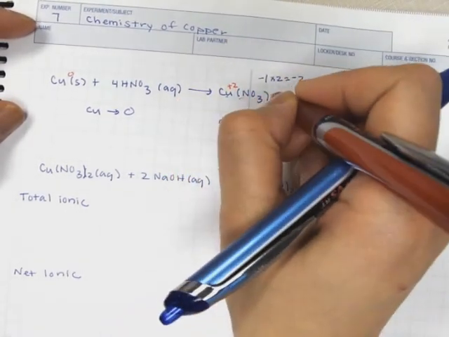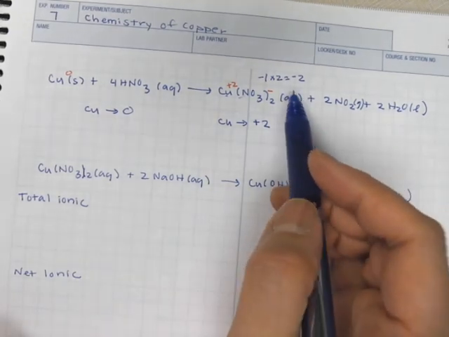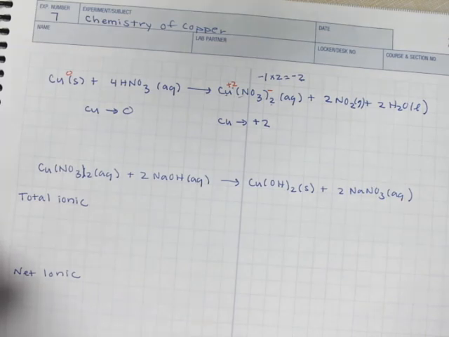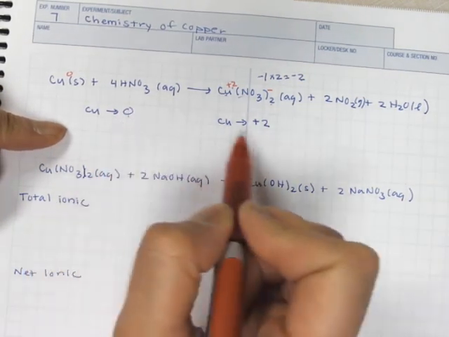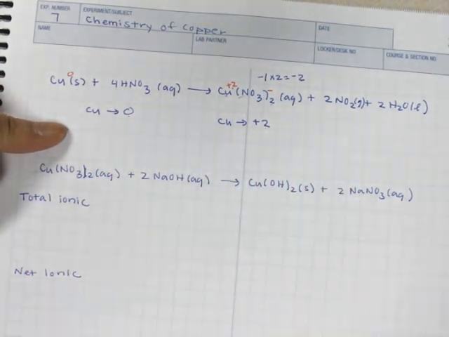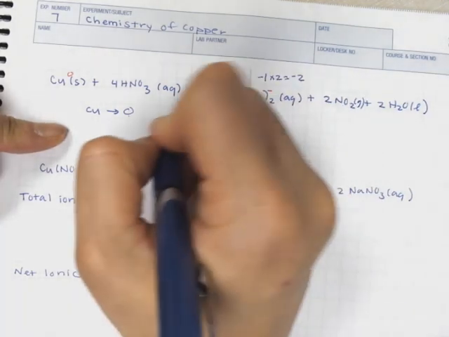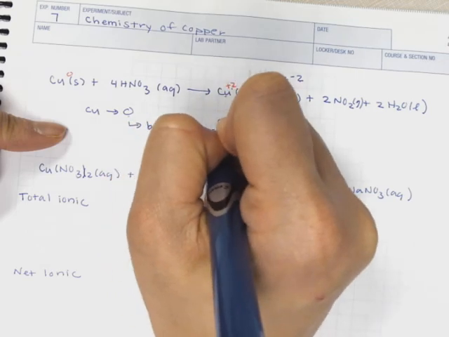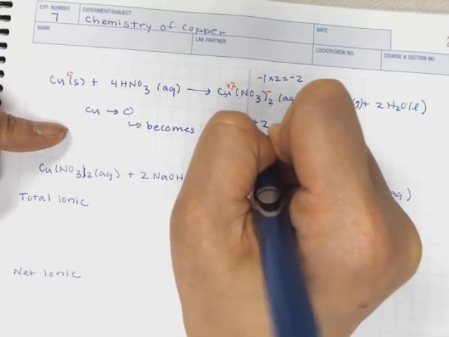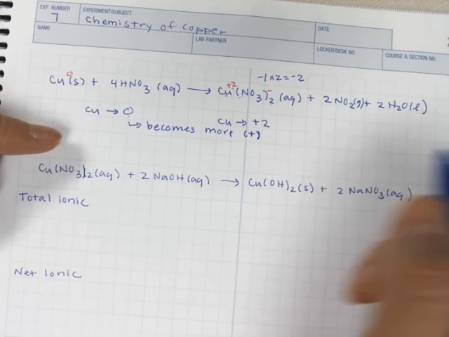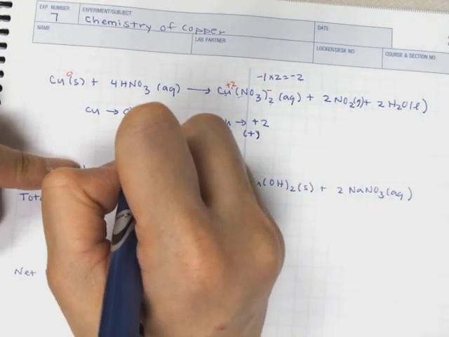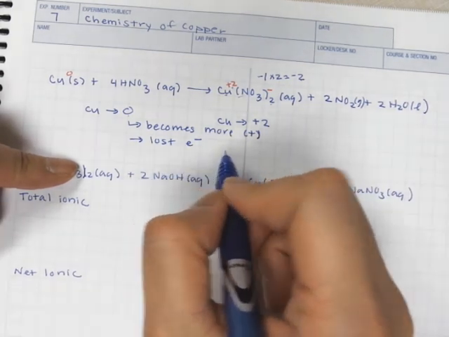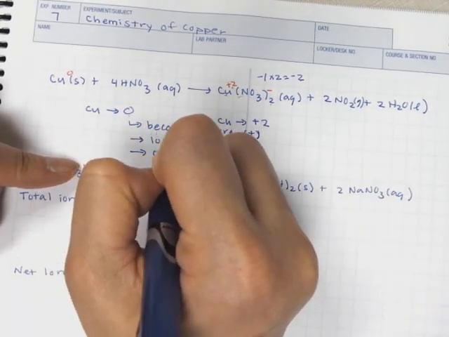So copper on this side is +2. Again, the nitrate by itself is just -1, and there's 2 of them here, so that equals -2, so that has to be +2. So when we're going from copper 0 to copper +2, it's becoming more positive, which means that it lost electrons, because electrons are negatively charged. If it's losing electrons, that's going to be an oxidation.